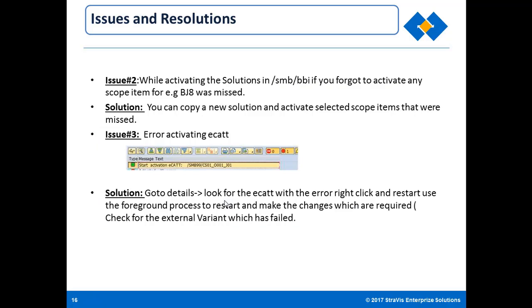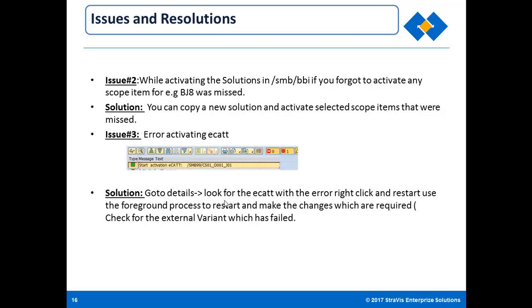Moving on to the next issue that I have faced: while activating the solution in SMB BBI, I forgot to activate one of the scopes. This is the industry specific activation that we have done. For example, if you are activating any industry specific solution, for example process industry or discrete manufacturing, there is a list of scope items that you would be provided with, which you have to select and activate.